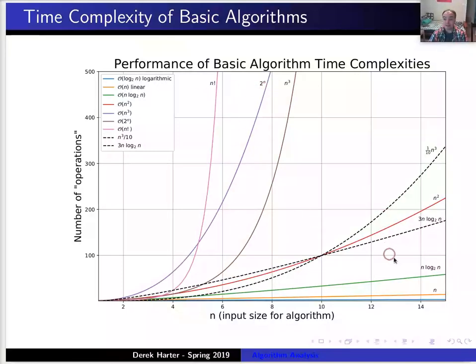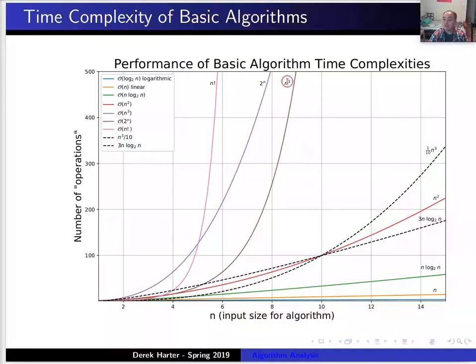The first thing is, our input size only goes up to 15 here. So this is the number of operations for each of these for an input of size 15. For n cubed and the exponential and the factorial, it's so big that I just cut it off. So these take many more operations than 500, and I'll show that in a second. These grow much faster.